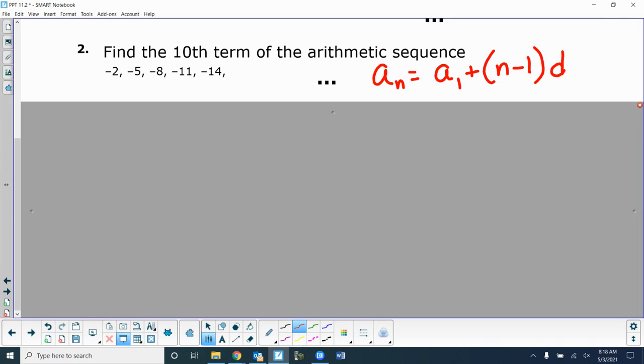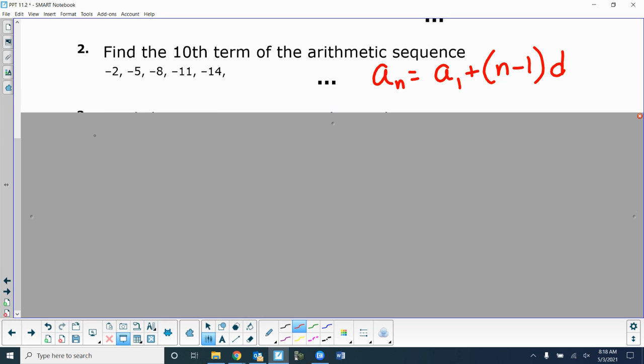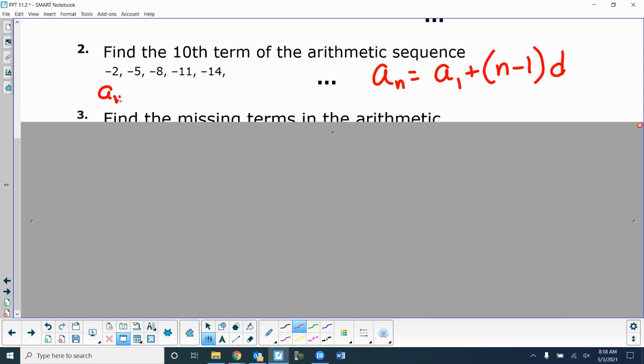All right, most of you that I've seen have gotten it. So the 10th term equals the first term plus 10 minus 1 times D. What was D? -3, right? Going down by 3 each time. So that's a -2 plus a -27, right? 9 times -3 is a -27. -2 minus 27, -29. Questions?